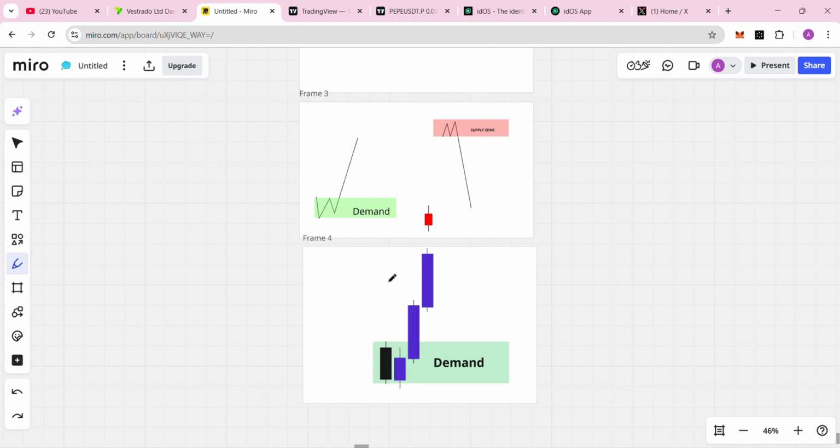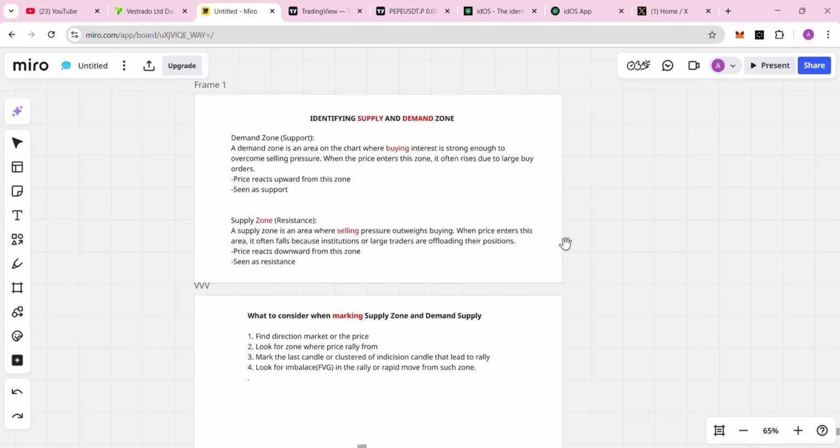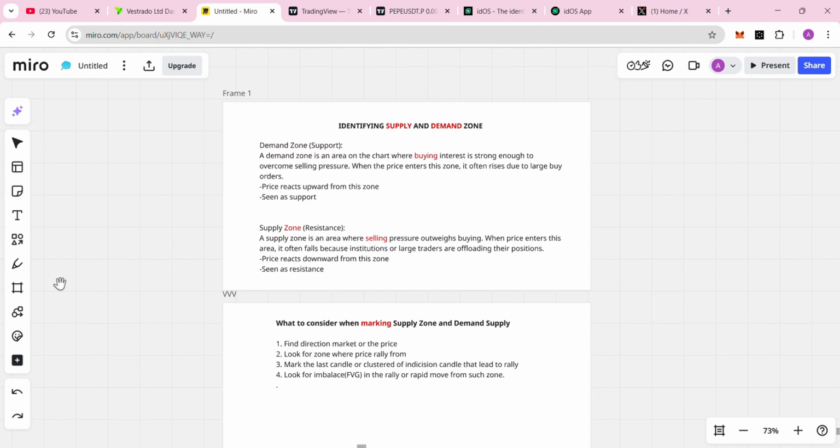Whether you are trading crypto, forex, or the stock market, it is still the same thing. It works literally everywhere. So without further ado, let me go straight to the definition before I explain it to you. You understand? So this is the definition that we have on demand and supply.